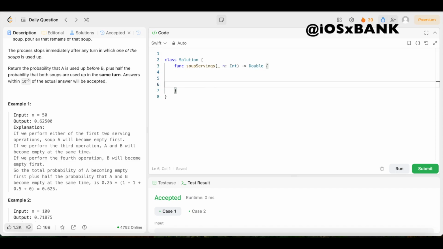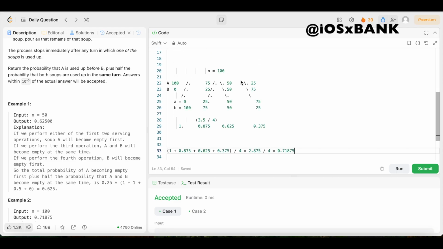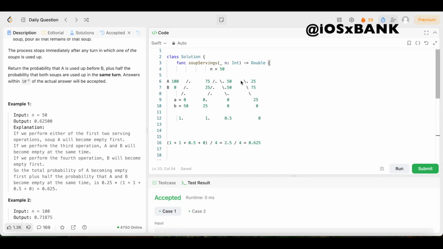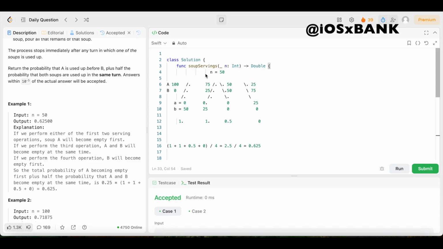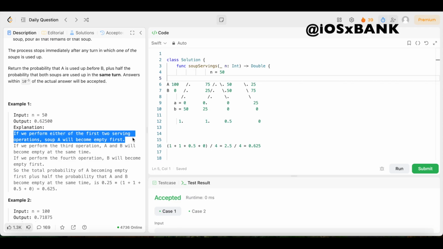The first thing I'm going to do is copy and paste the decision tree just so you can get a visual representation of what's going on. So this right here is example 1. In example 1, we have our input n equals 50. Our output is 0.625.